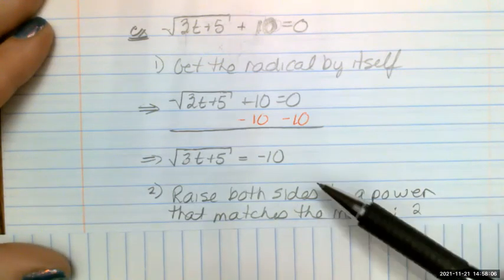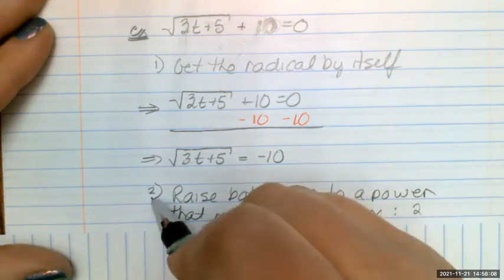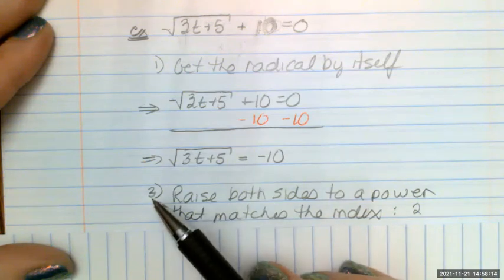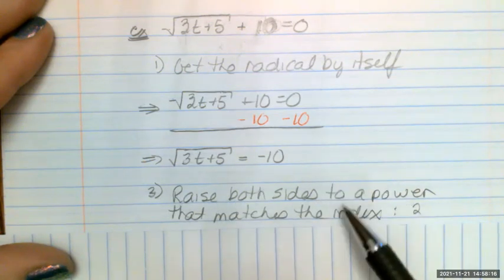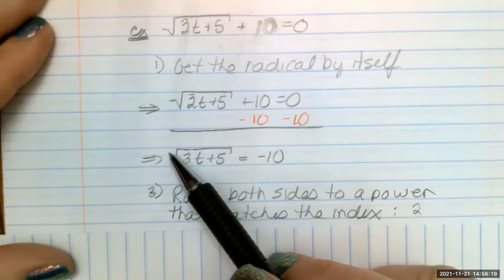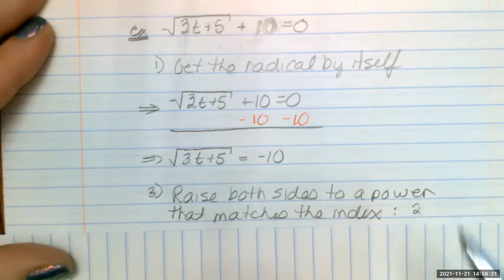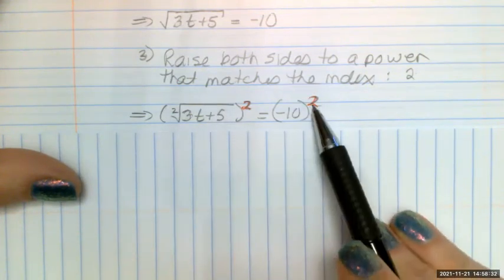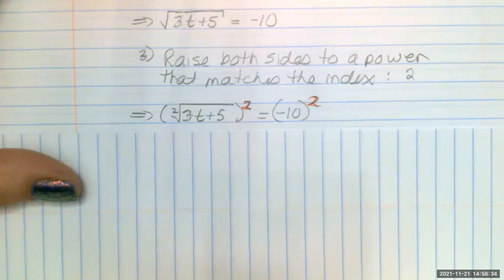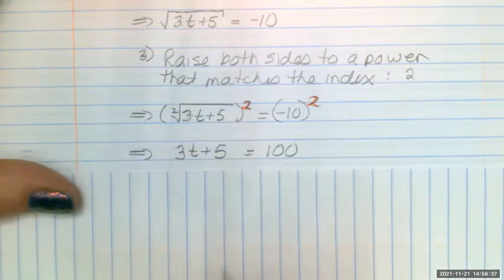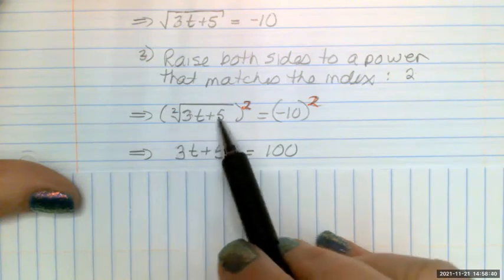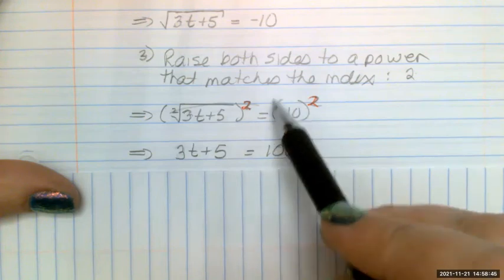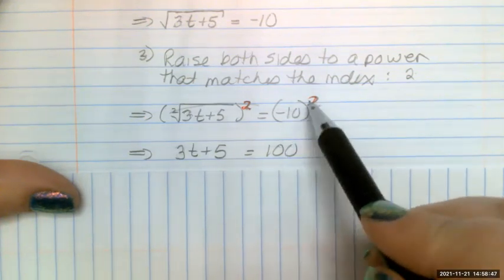All right, I'm using the power rule. This should really be step 3 because officially step 2 is if I have 2 radicals, and I can skip step 2. So this is now step 3. Raise both sides to a power that matches the index. My index is 2. I'm going to raise both sides to a power of 2. I squared all of the left and all of the right. Now we just work this out. I'm left with what's underneath this radical, 3t plus 5. Again, the radical goes away because my power matched the index. Negative 10 squared is just negative 10 times negative 10, which is a positive 100.